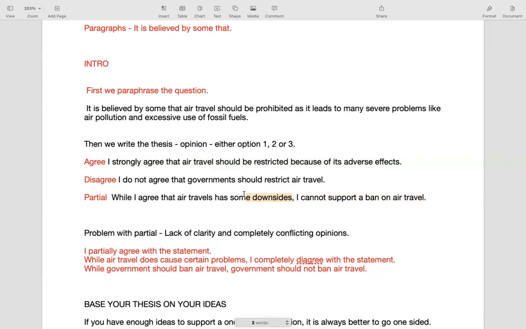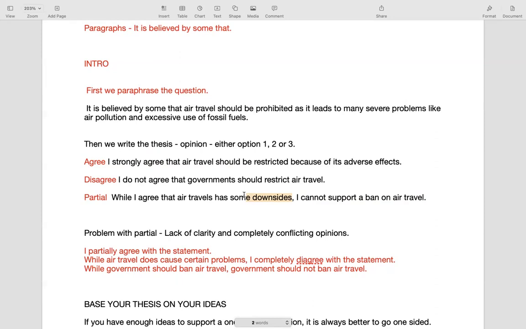For example, the government might come up that they want to ban cars because of pollution. So I agree that cars cause pollution, but I do not want a ban on cars. I still think cars are really important. I think it'll be a mess to ban cars. So that's what you're doing. You're agreeing that there are drawbacks to it, but you're not going to agree with a ban on it.